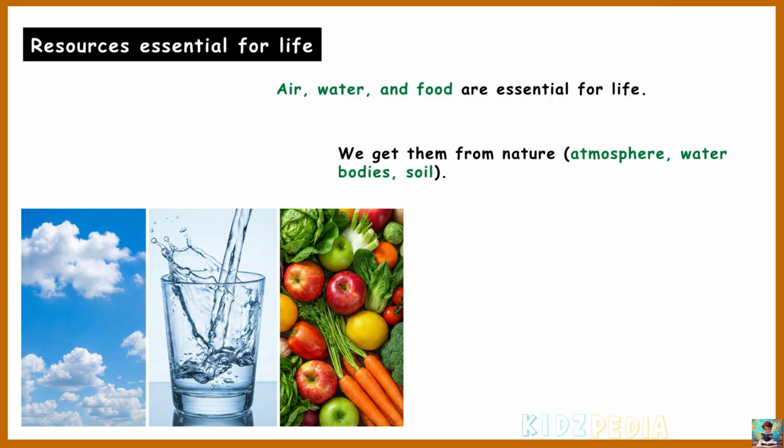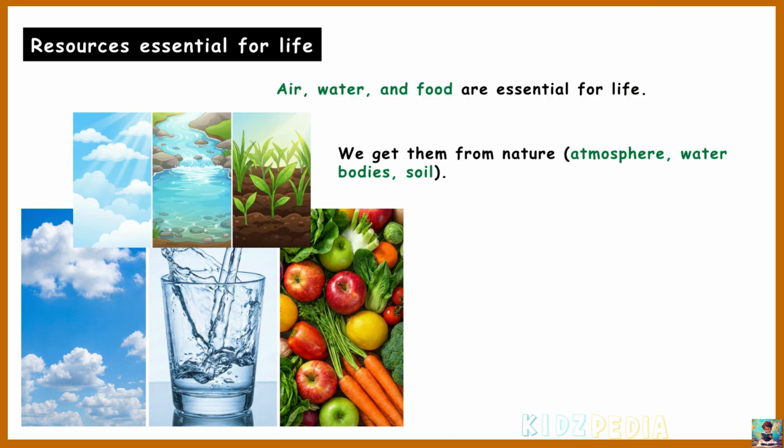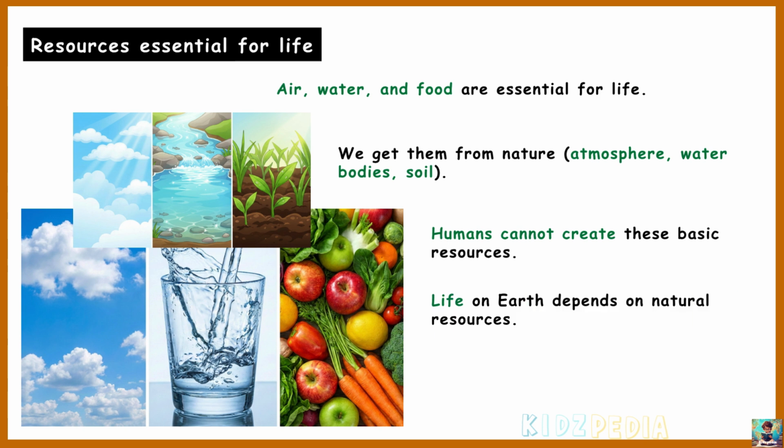We get air from the atmosphere, water from rivers, ponds, lakes, etc. Food from soil and other living things, that is plants and animals. These are all natural resources given by nature. Humans cannot create them. We cannot make fresh air. We cannot create natural water resources. We cannot create soil. So, we are completely dependent on nature for survival. So, we must protect and use these resources carefully.